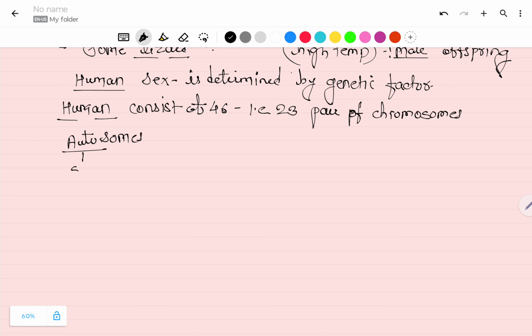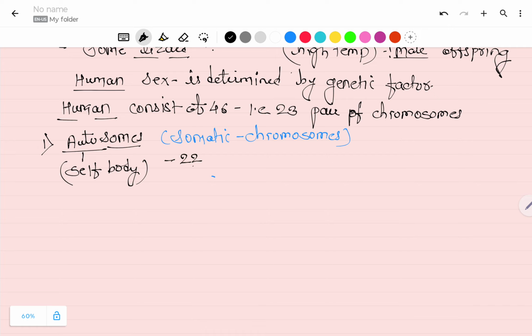What is the meaning of auto? Self. Somes, body. So the first type, autosomes, are the body or somatic chromosomes. How many are there in the somatic chromosomes? There are 22 pairs. Each pair multiplied by 2, so generally 44 chromosomes are present in the autosomes.